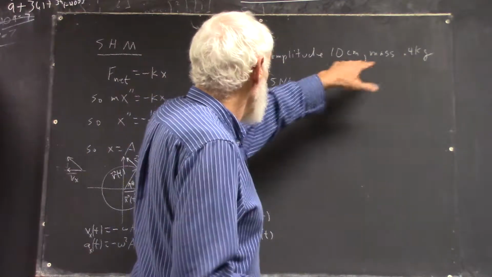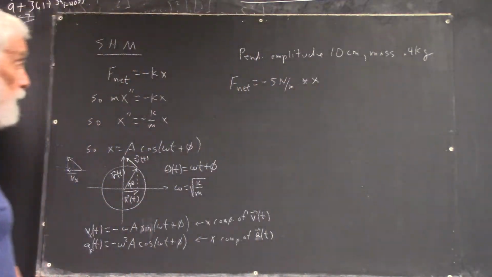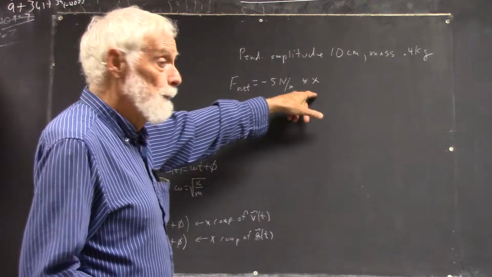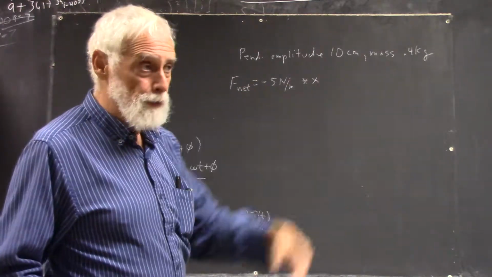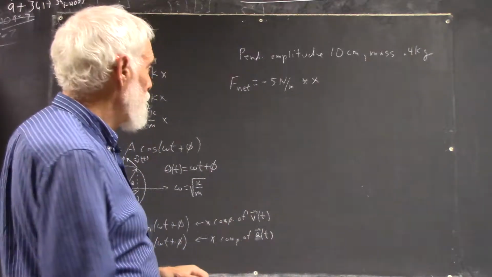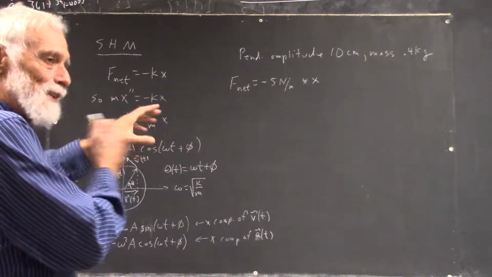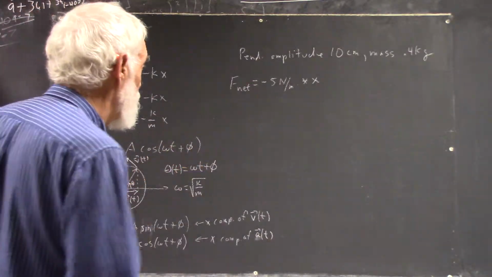Okay, so simple problem: pendulum, amplitude 10 centimeters, mass 0.4 kilograms, net force -5 newtons per meter times x, and y'all did a good job. I asked you to look at it and tell me what you got. It took you a minute. You didn't stare, you were assembling things, and you came up with a good answer.